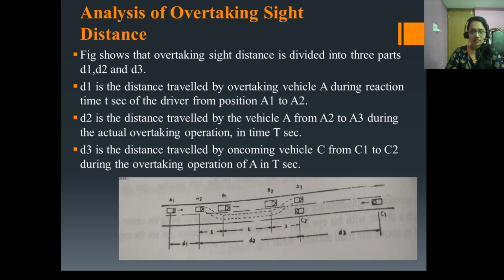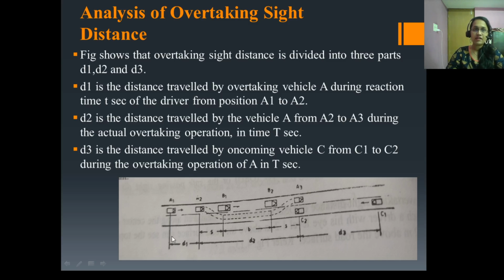Coming to the analysis of overtaking sight distance, the figure shows the overtaking of a vehicle A, traveling at a designed speed, and another slow vehicle, that is B, on a two-lane road with two-way traffic. Now a third vehicle C comes from the opposite direction. The overtaking may be split up into three operations, thus dividing the overtaking sight distance into three parts, that is D1, D2 and D3.